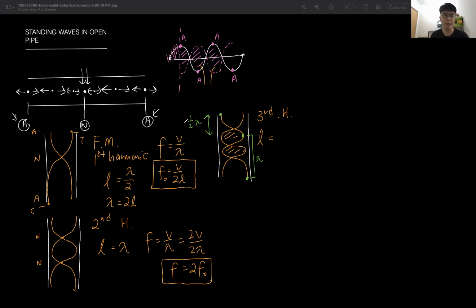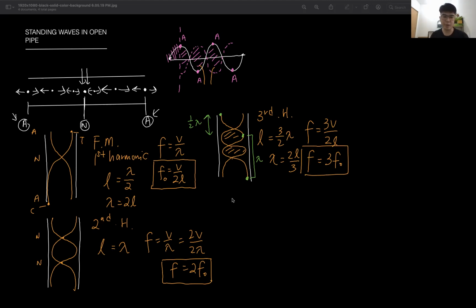So this is 1 plus 1 over 2, it's 3 over 2. So 3 over 2 lambda equals L, lambda is 2L over 3. And frequency is 3V over 2L, 3 times the fundamental. Box this.